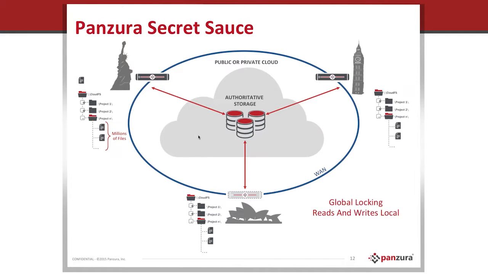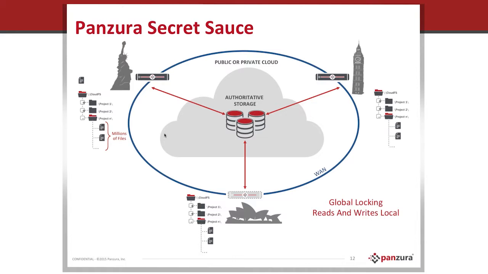So here's an explanation of how we do it. What happens here is we have 3 locations, New York, London, Sydney. You have a Panzura device in each location. This is a caching controller. It's going to keep what you're working on most often there in your location, so that when you open a file, it's opening it across a local area network.